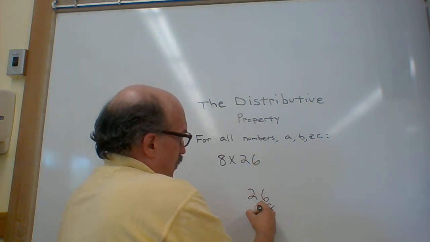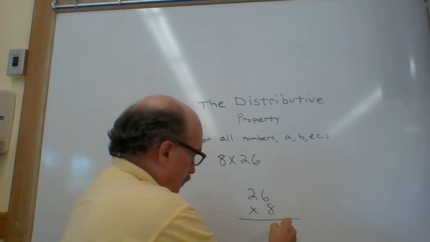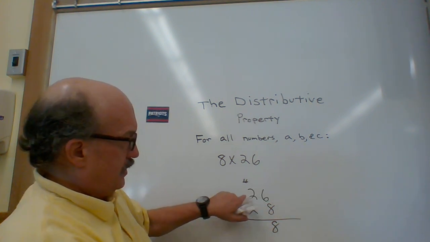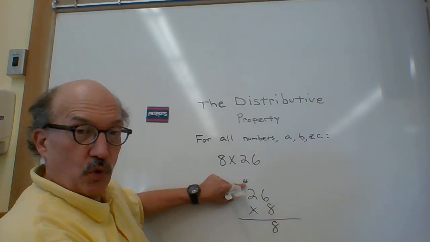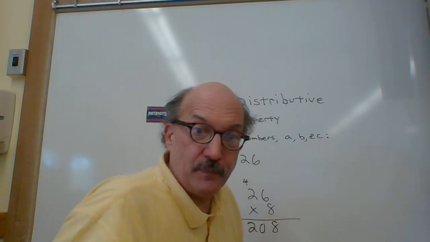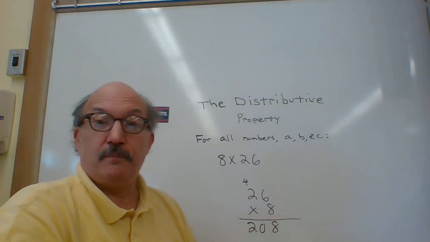Here's what you already know. 8 times 6 is 48. Put down the 8. Carry the 4. 8 times 2 is 16. Plus the 4 is 20. And the answer is 208. This, by the way, is known as the standard multiplication algorithm.